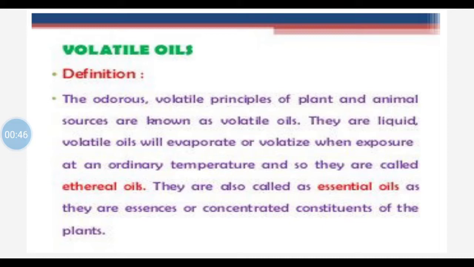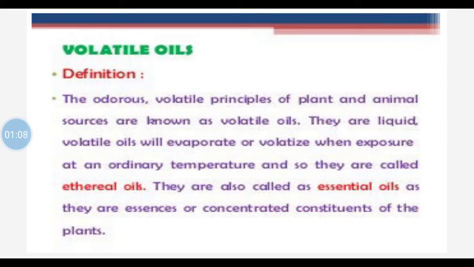for example coriander, fennel. So what are volatile oils, that we will see in the first few slides. We will try to understand the definition and some important aspects of volatile oil.